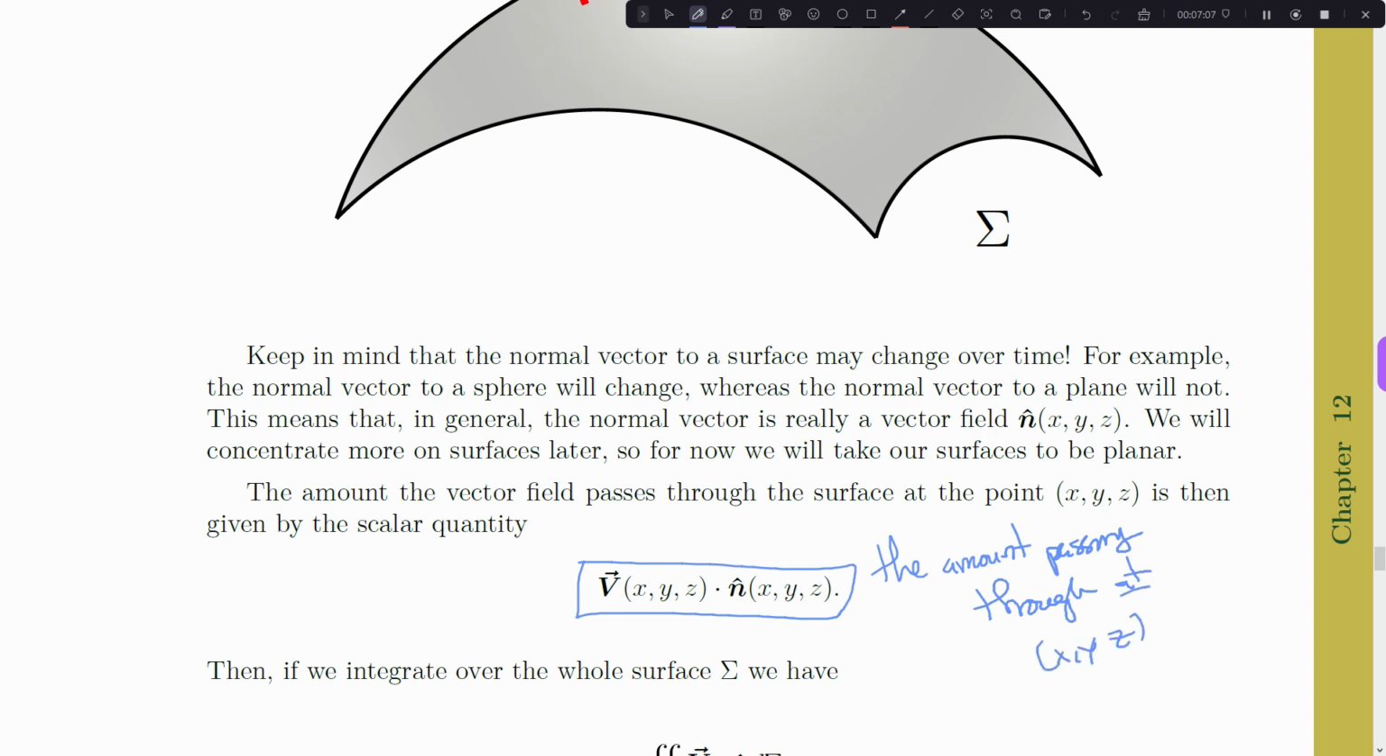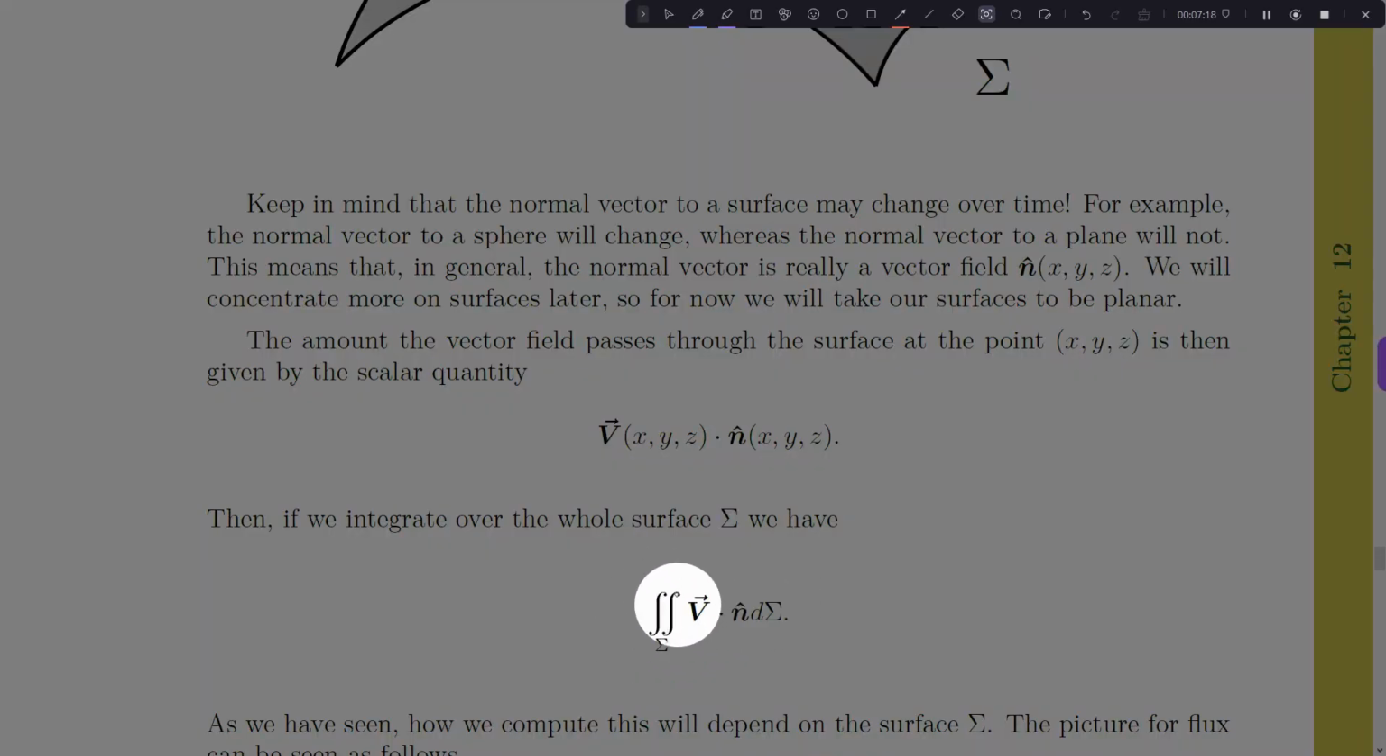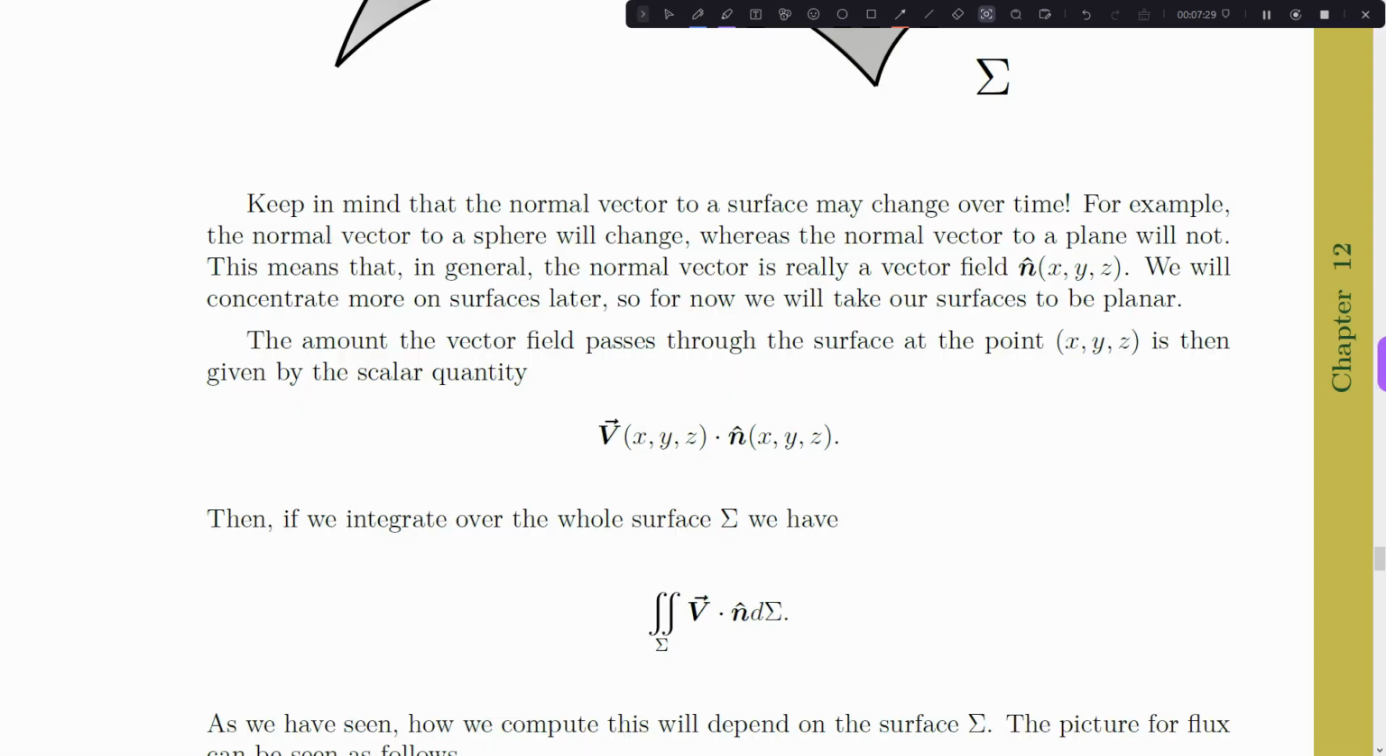And then if we want the total amount passing through over some region of x, y, z's, that's of course integrating, right? Integrating is a fancy word for sum. I'm going to sum over every single point x, y, z within the region of my surface sigma, and I'm going to take the dot product. And this is what we call our flux integral. So if you remember one thing from the first half of today's lecture, it's this definition for the flux integral, v dot n over sigma.